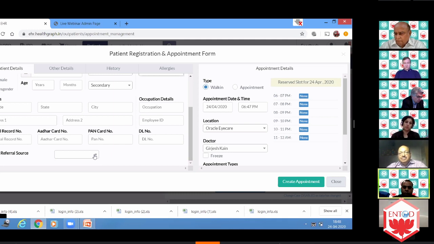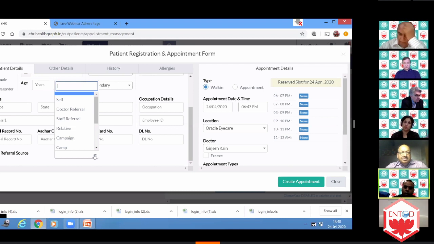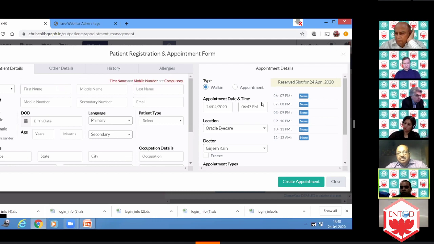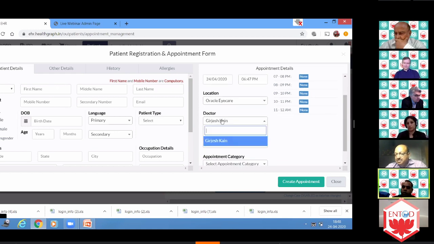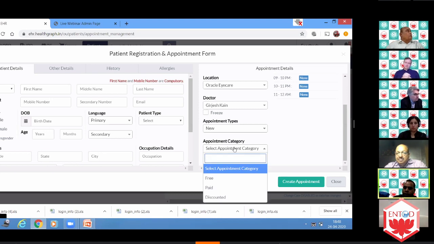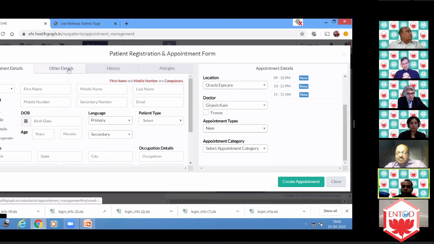One most important thing is whether the patient was referred by some other patient, attender, doctor, or staff referral. These are the categories for that referral. If they are referred by a doctor, then we can choose the name of the doctor and fill it in there. On the other side of the screen, there is the time and date of appointment and which doctor you want to appoint. If you have 4 or 5 doctors in your hospital, you can set that here. And the appointment type, whether this is a review, doctor review, post-op, or investigation, and the category, whether it is free, paid, or a camp patient.